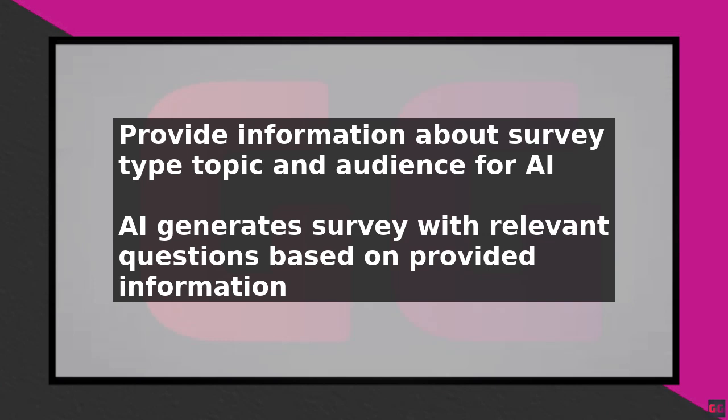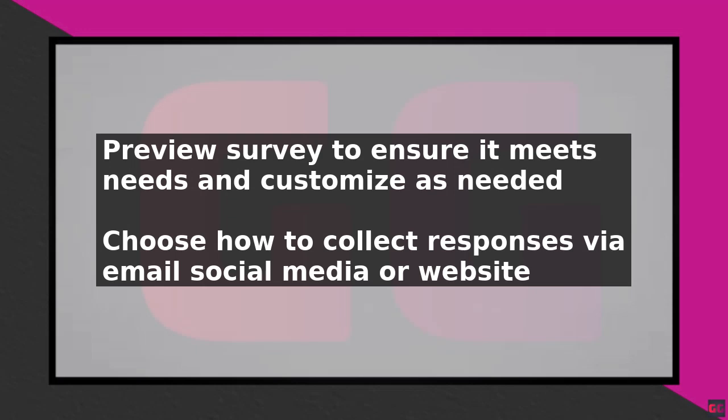When using the Build with AI option, you will be prompted to provide some information about the survey you want to create. This can include the type of survey, the topic, and the audience. The more specific you are, the better the AI will be able to tailor the survey to your needs. Once you have provided the necessary information, the AI will generate a survey with relevant questions.